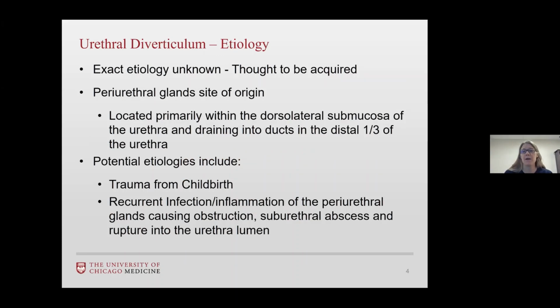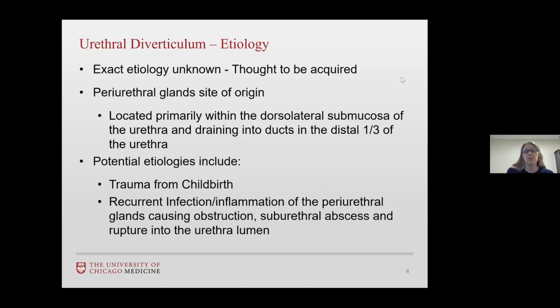So to give you some background, the exact etiology is unknown, but they're thought to be acquired. The periurethral glands are the site of origin. Those glands are going to be located primarily within the dorsolateral submucosa of the urethra, and they drain into the ducts, typically in the distal 1/3 of the urethra.